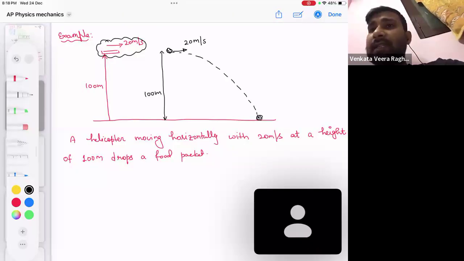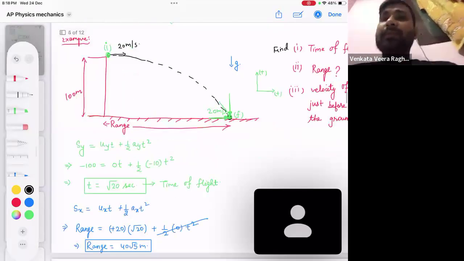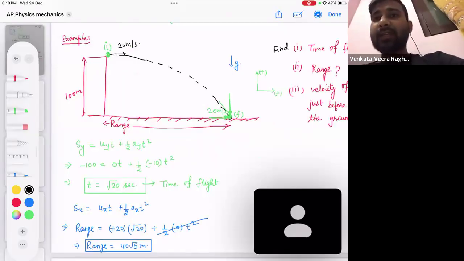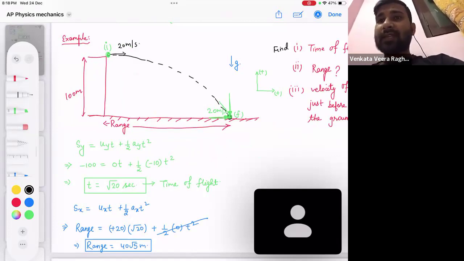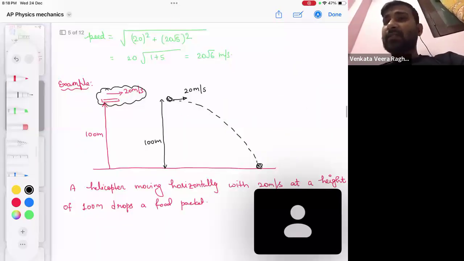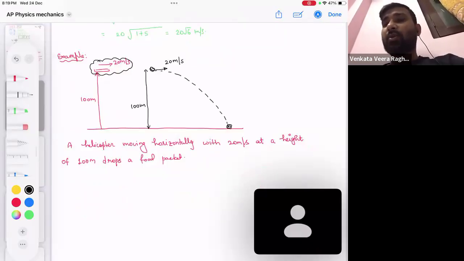Check it. Is this question the same as the previous one or different? I took the same data also. Please tell me, has it become the same question? It is like a projectile projected with a horizontal velocity of 20 meter per second, not from the ground, but from a height of 100 meter. Has it become the same question? So everything asked in this question can be answered the same way we did in the last question.